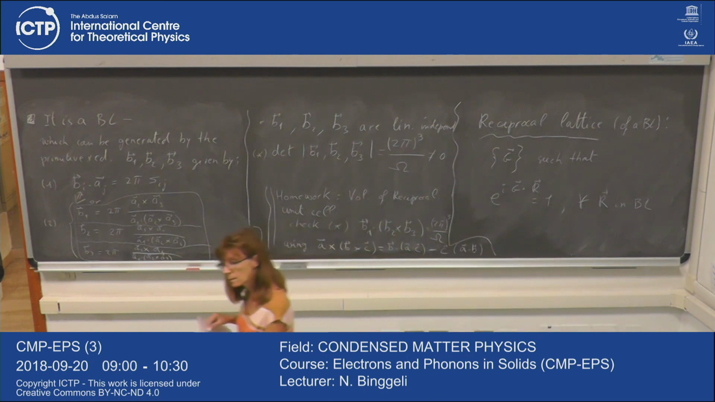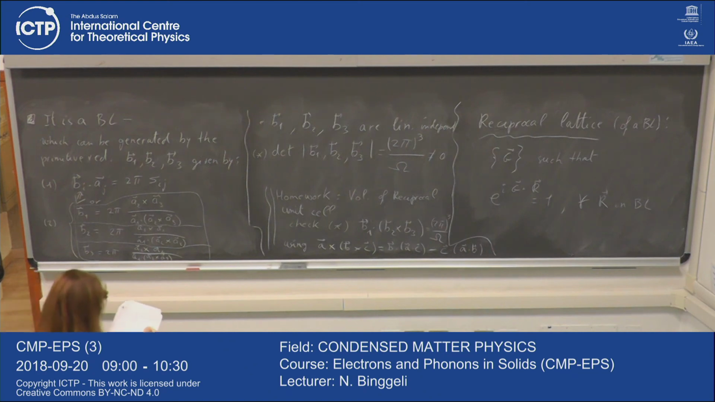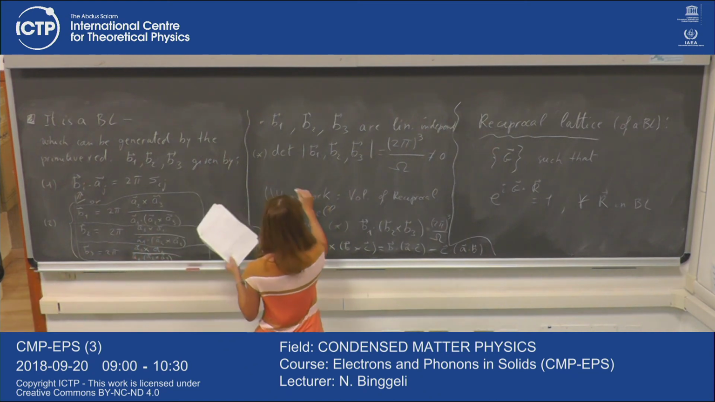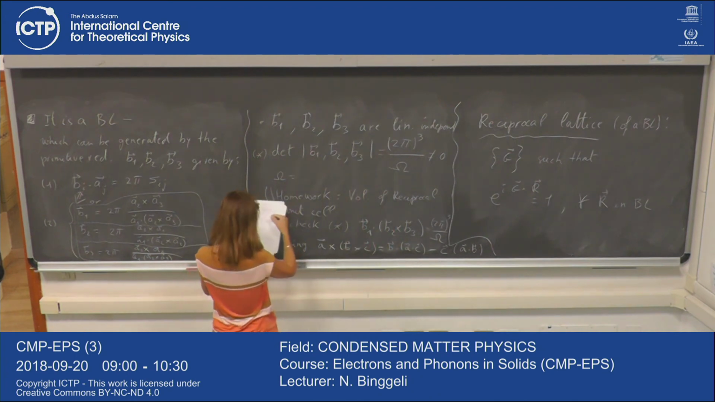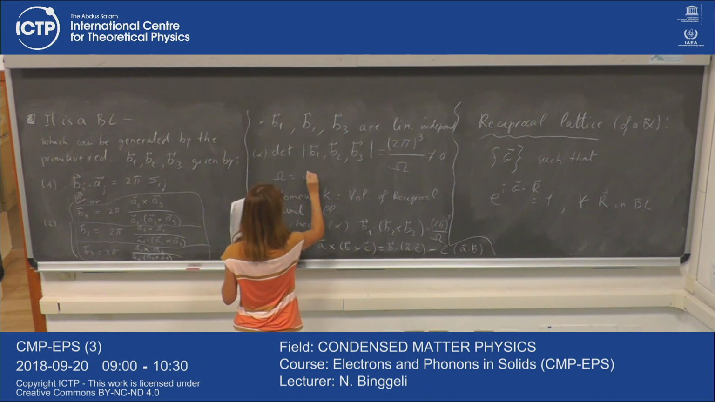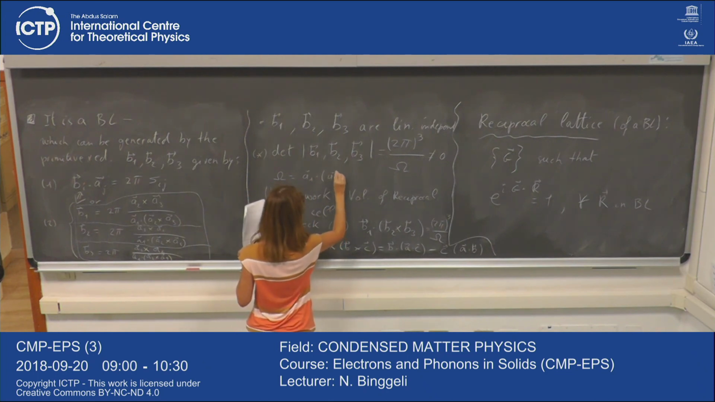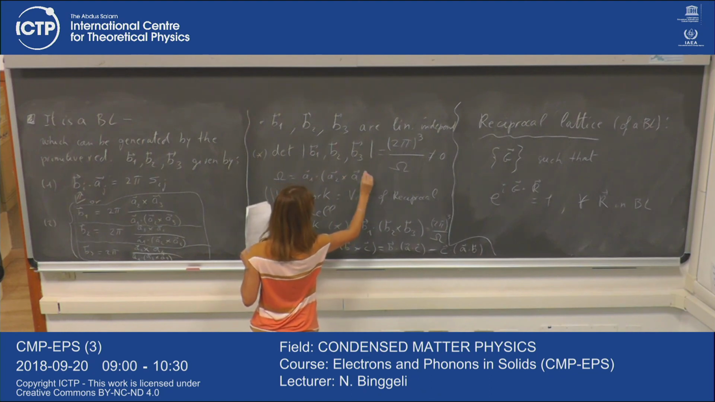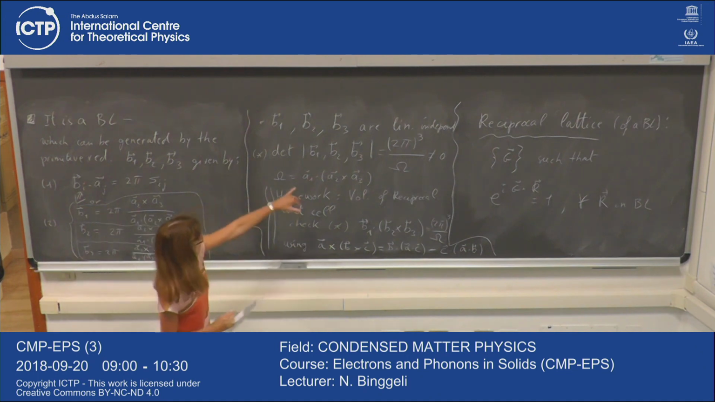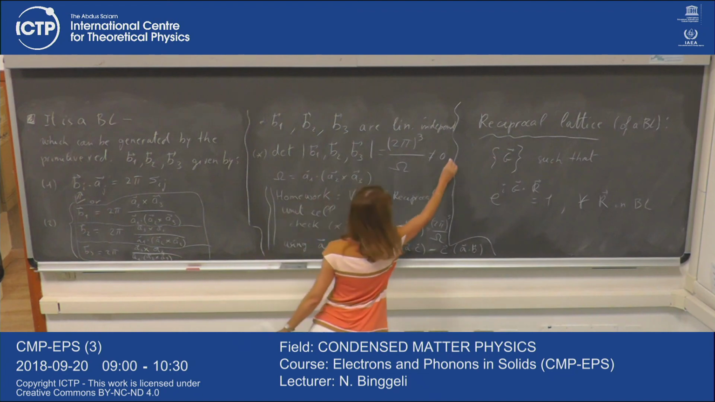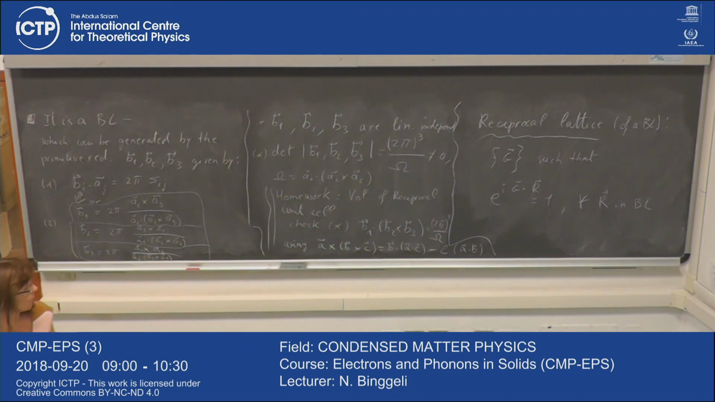Are you telling us to calculate the omega? The omega is the volume of... I should have given it to you, yes. No, it's the volume of the unit cell, sorry. Omega is just E1 times E2 cross E3. So it's just the volume of the unit cell. Sorry, I forgot to say. Well, B1, B2, and B3 depend on this omega. Okay?